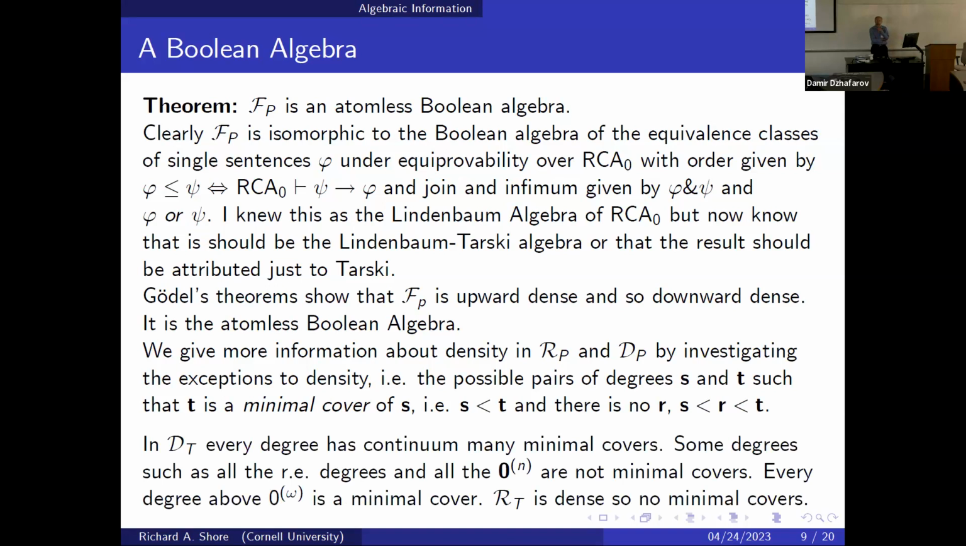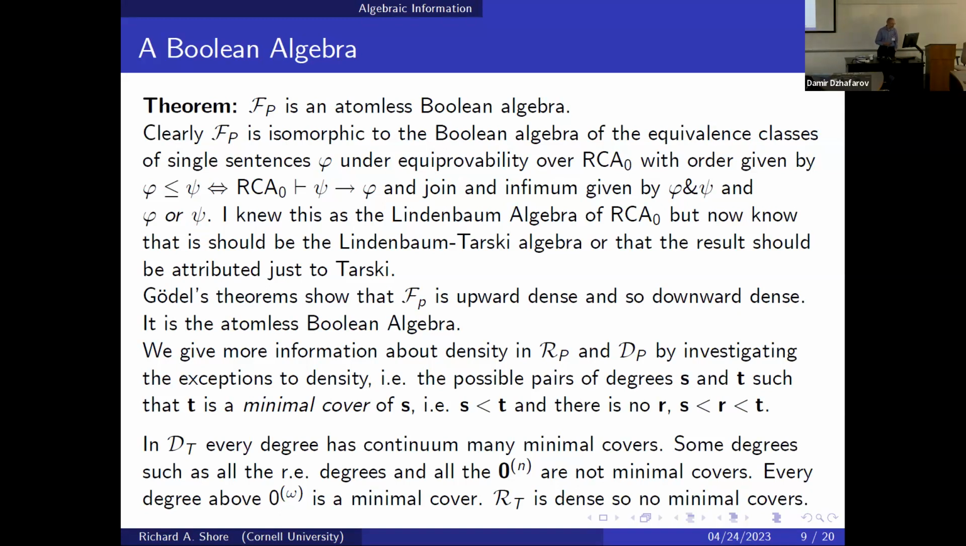So let's remember the situation of Turing degrees. Every degree in the Turing degrees has continuum many minimal covers, but some degrees are not minimal covers. Every degree from some point on is a minimal cover. In the RE degrees, they're dense, so nobody.